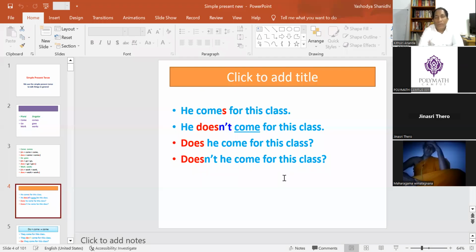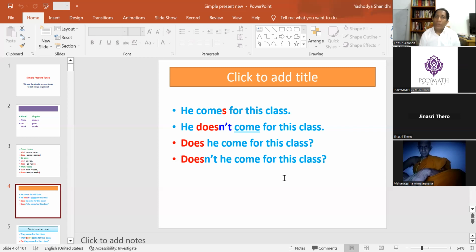And now you can see where all the time I take very simple examples just to make things clear. He comes for this class. Now you see that when you say that he comes for this class by using simple present tense, it doesn't mean that he is coming for class right now. Or it doesn't mean that he attended the class previously. Anyway, when you say that he comes for this class, it means that he is a regular member of this class. Maybe he is absent today, but you simply can say that he comes for this class if he is a regular member of this class.